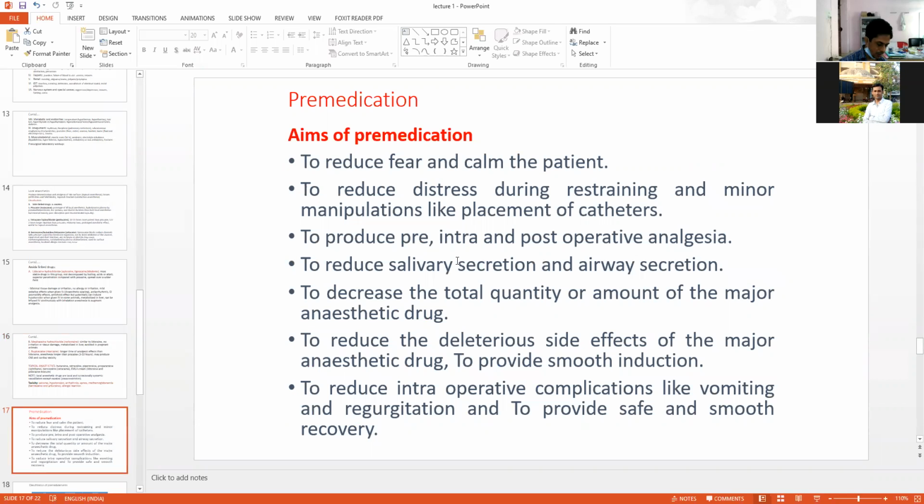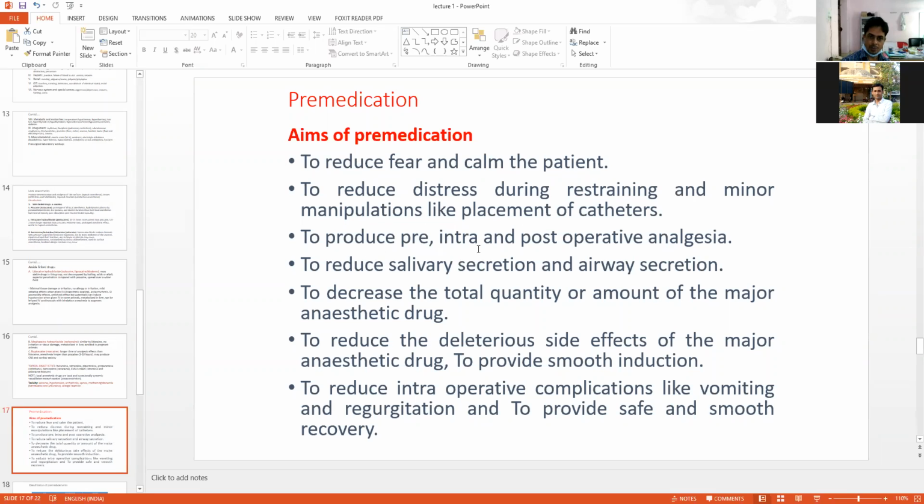Now comes pre-medication. This is very important, and I have already discussed that pre-medication is very important. What is the role of this pre-medication? It reduces fear and calms the patients. It reduces distress during scanning and minor manipulation like placement of a catheter. I have already discussed the placement of the catheter, even topical anesthetics also. This pre-medication is divided into different groups. I will discuss later, but these are the basic aims of our pre-medication.